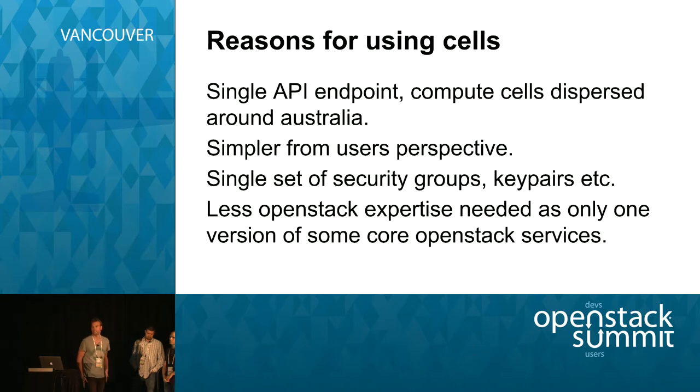So we use cells to join up all these sites around Australia. The reason we went for cells is there's a couple of ways you can scale OpenStack. One of them is regions, and the other is to scale with cells. We wanted to have a single endpoint for our users. Most of the users on our cloud are researchers and scientists. They're not all IT professionals, so we wanted to give them a nice, simple interface. We want a single set of security groups, a single set of key pairs, and just one central front door for everyone to use our cloud.